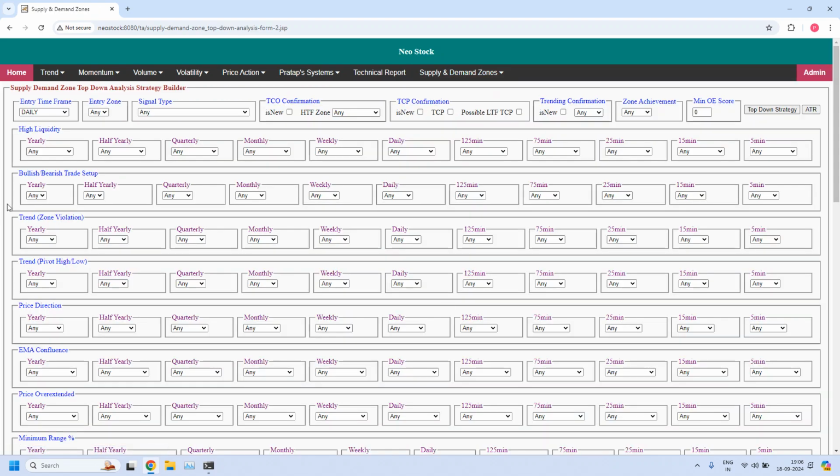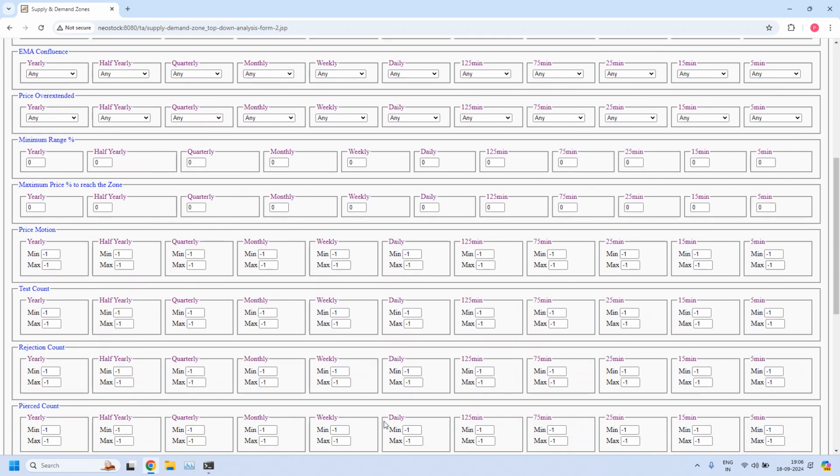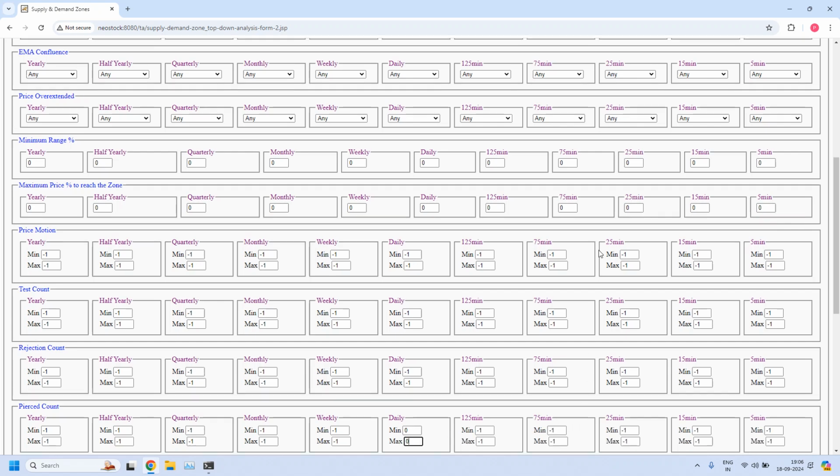Next, the bearish trade setup for monthly income trade. Entry time frame is daily, entry zone is supply zone. In bullish or bearish trade setup at a daily entry time frame, I am selecting bearish. And this daily supply zone, sorry for my mistake, should not be pierced. So in the pierced count, in daily time frame, I am setting minimum value 0, maximum value 0.